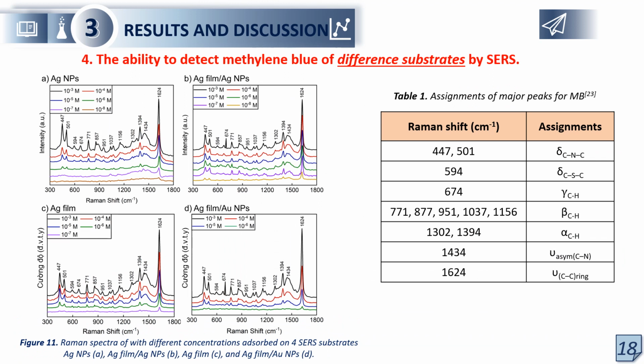In addition, we studied the possibility of enhancing Raman scattering with different substrate structures, such as silver thin film, silver nanoparticles, silver thin film and silver nanoparticles, and silver film and gold nanoparticles. The results showed that the silver nanoparticle and RGO multilayer structure gets a lower detection limit and a very high enhancement factor.